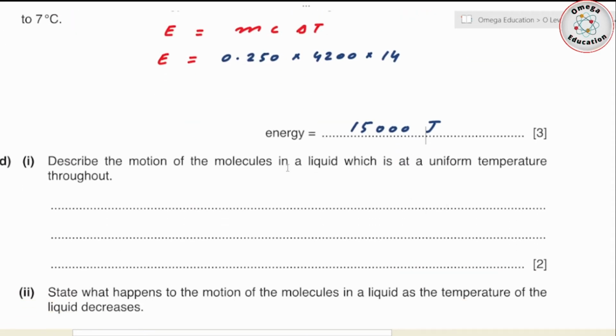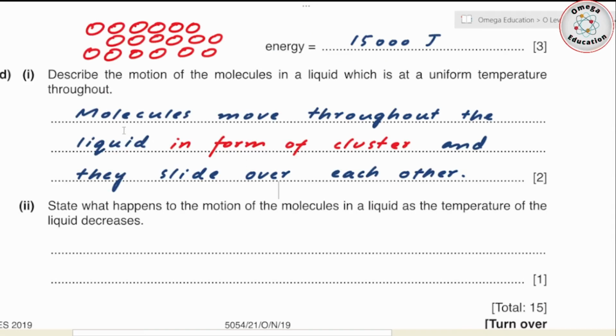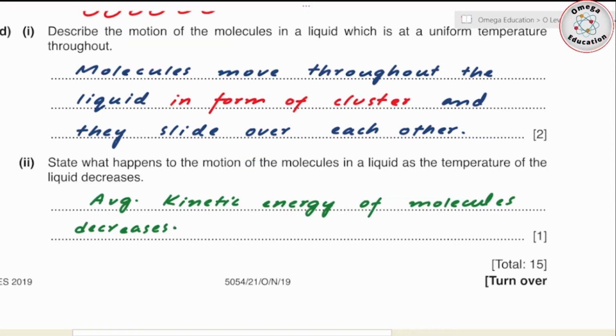Describe the motion of the molecules in a liquid which is at uniform temperature throughout. Molecules move throughout the liquid in the form of clusters. Clusters mean in the form of a group, and they'll be able to slide over each other. State what happens to the motion of the molecules in a liquid as the temperature of the liquid decreases. As the temperature decreases, the average kinetic energy of the molecules would be reduced. You can answer in terms of speed as well, but that would be the same thing.